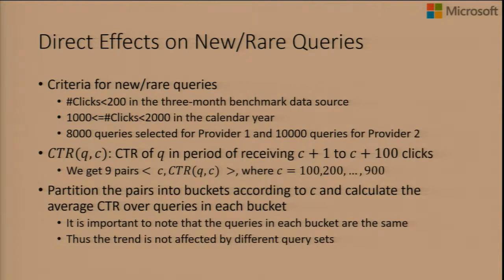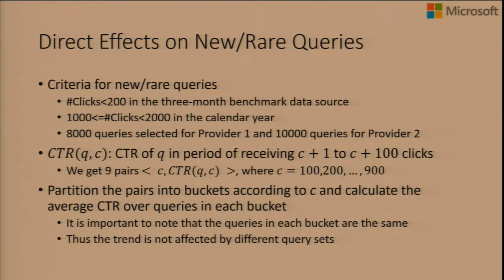Here we apply some filtration criteria so that we can select a subset of queries for both search engines. We have two criteria. The first is that a query has less than 200 clicks in the 3 months benchmark data source. By this constraint, we want to select queries that are relatively new or rare, because they have only a few clicks in a 3 months period. The second requirement is that the overall clicks in the calendar year, or the 12 months, is between 1,000 and 2,000. This ensures that we only look at the early stage of the query, because if the query becomes very popular, we cannot observe the early effects of scale. For example, if a new entrant gets into a search market, how can it improve its search performance.